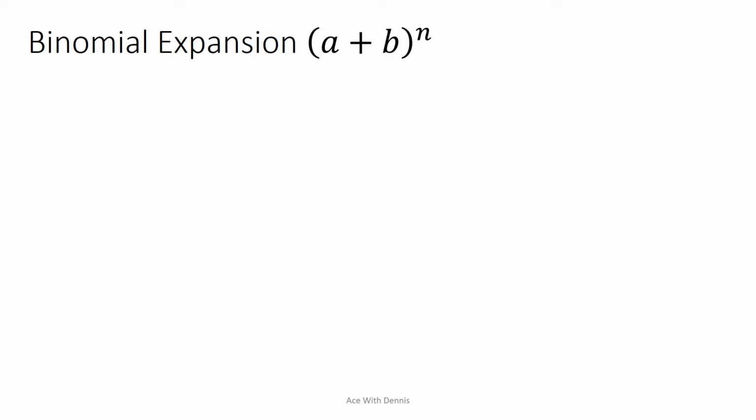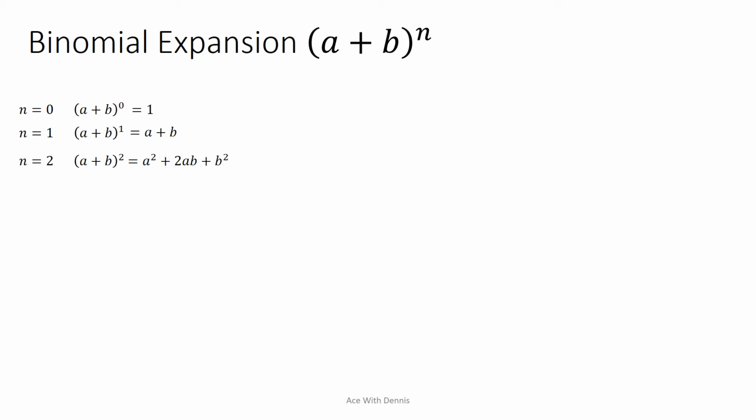Binomial Expansion. (a + b)^n. Now look at this expansion, (a + b)^n. If n equals 0, it will be (a + b)^0 and the answer is 1. When n equals 1, it will be (a + b)^1 and we get a + b. When n equals 2, we will get (a + b)^2 and it will be a^2 + 2ab + b^2.